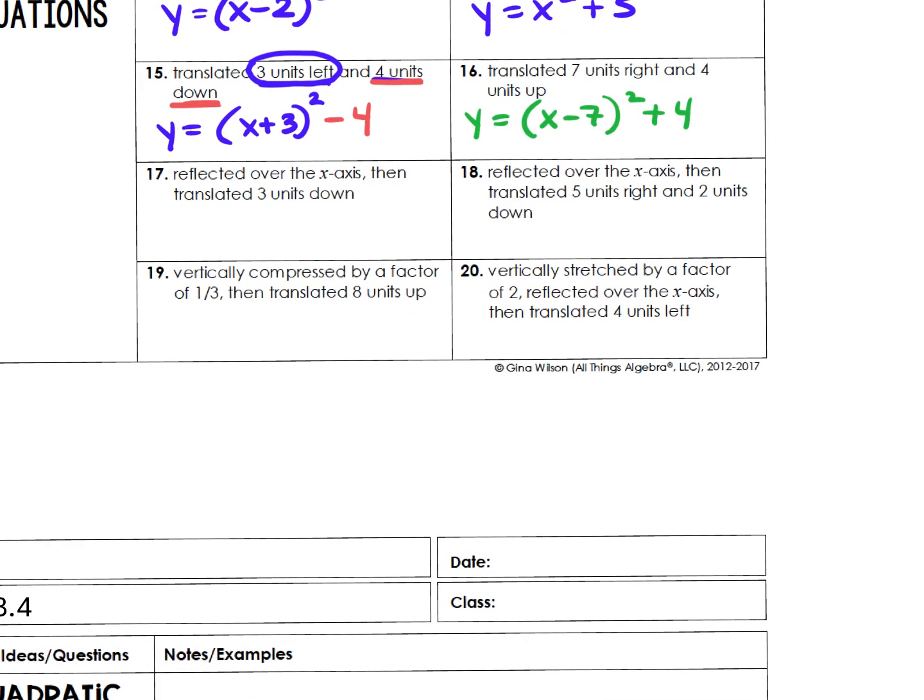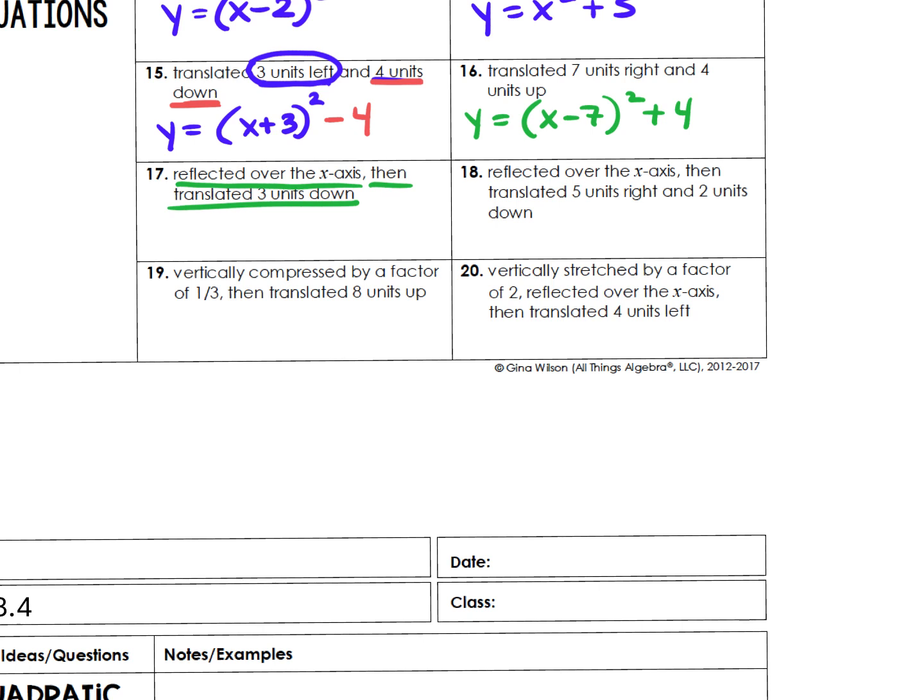So what does it mean to reflect over the x-axis? What is that going to do? It's going to flip. What does that make negative? It's the a value, right? It's what comes in front of the parentheses. So if this is down 3 units, is that inside or outside of parentheses? Outside parentheses.